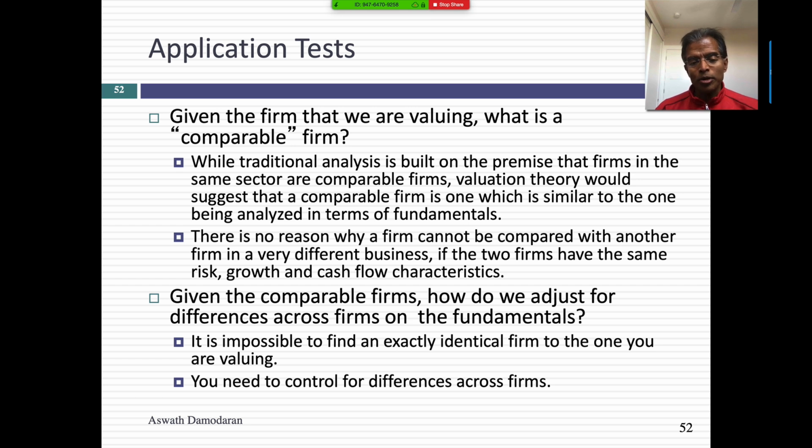Nothing stops me from comparing my company to companies in other sectors which have exactly the same cash flow, growth, and risk characteristics. So while you might use sectors to do your comparison, remember you have a much bigger space to be working in, the entire market, to look for identical firms. So the first question of what should be a comparable firm, maybe we need to expand our definition beyond the sector. Now, once you've got those comparable firms, no matter how careful you've been, you need to adjust for differences across companies on the fundamentals. Because it's impossible to find a company just like yours. You need to control for differences.